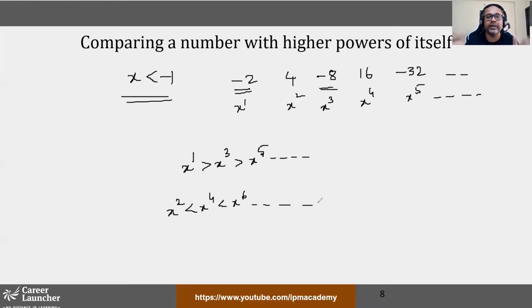Same thing we have seen between 0 to 1 also. Whatever is happening between 0 to 1, positive side, the reverse will be happening after 1. This is what happens when you're dealing with higher powers and raising the number to a higher power of itself.